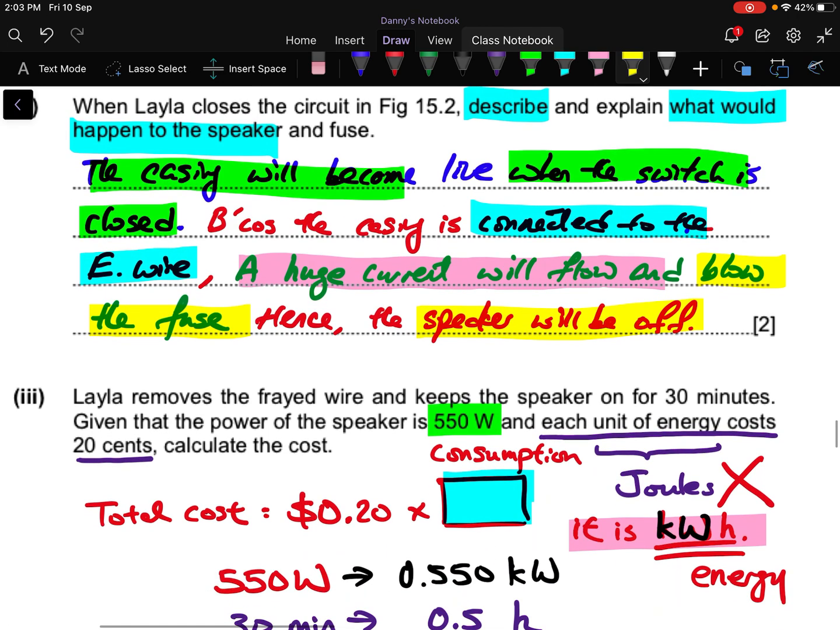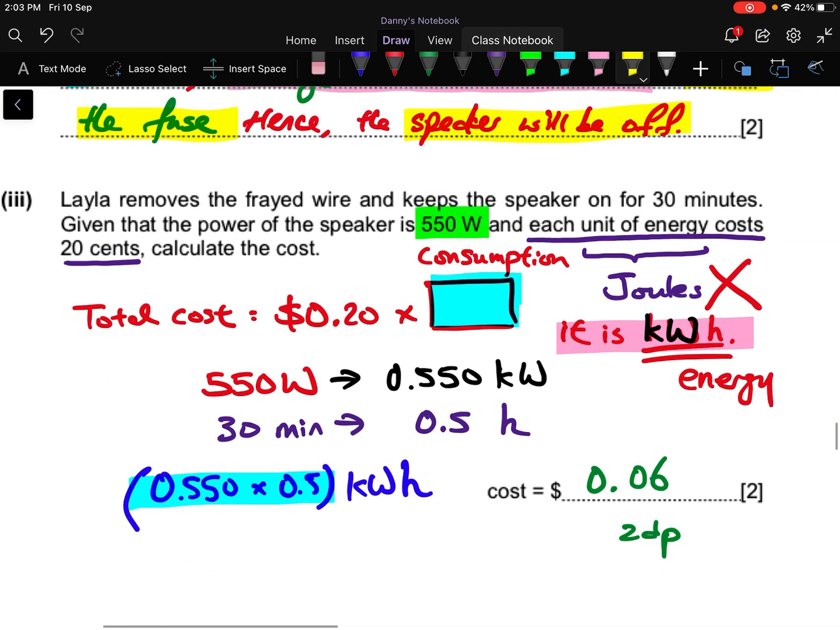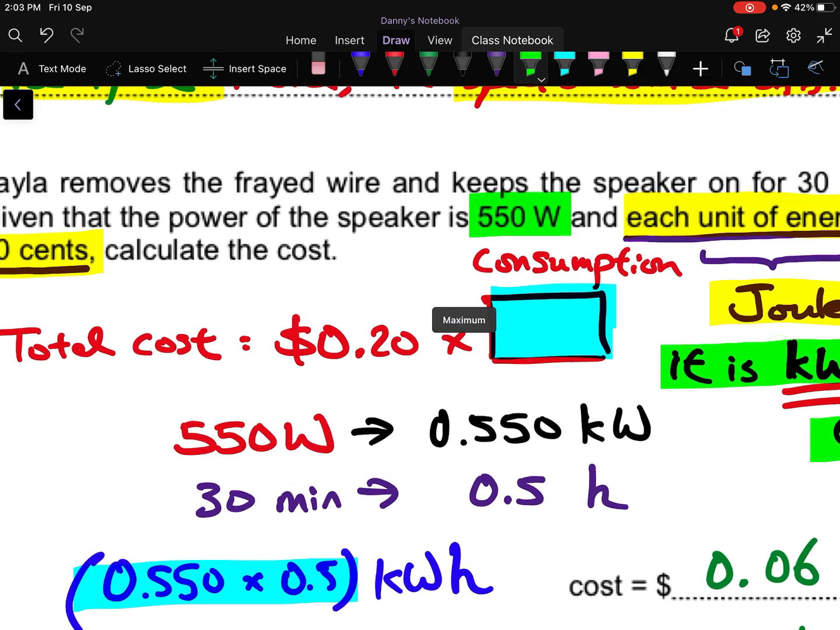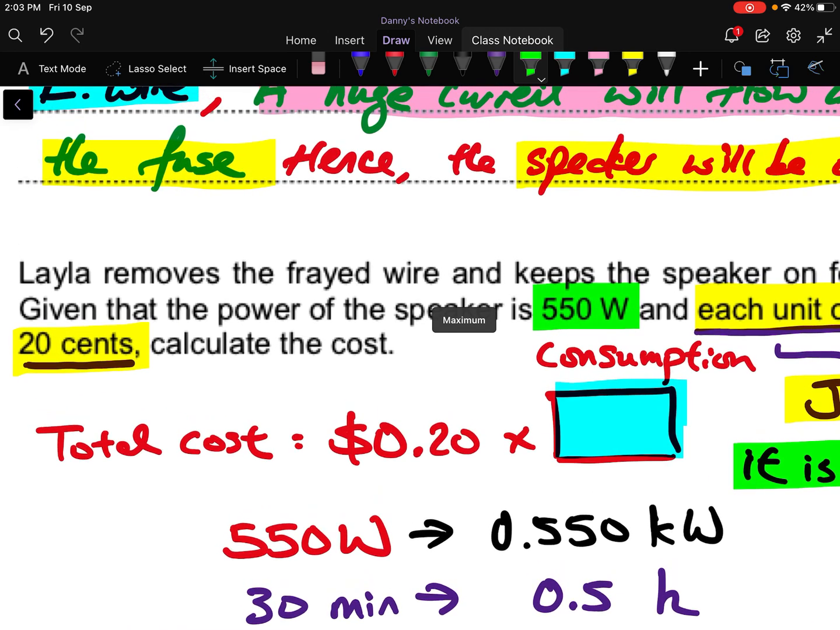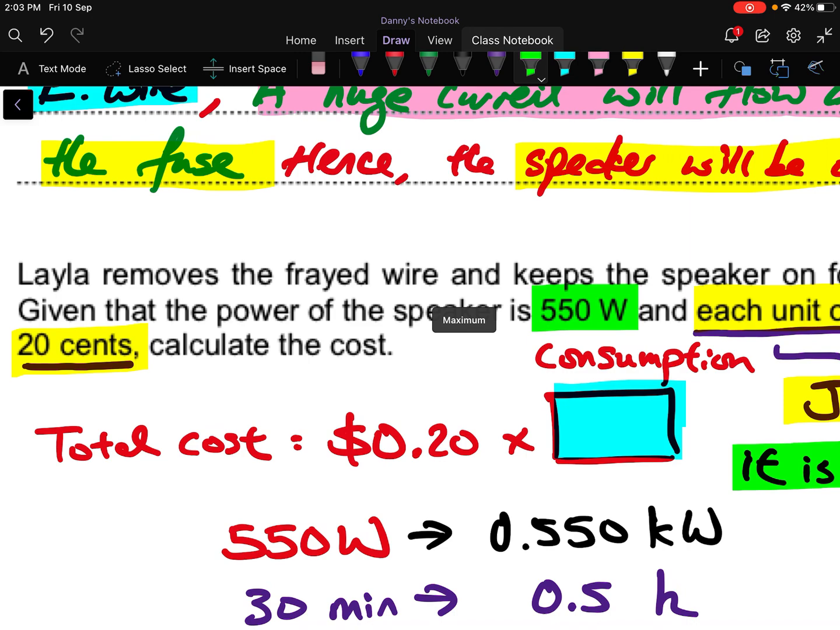Okay, for the last part, I am also quite disappointed because when candidates see this line, each unit of energy costs 20 cents, they thought that energy is measured in terms of joules. Unfortunately, this is wrong. Your energy, especially electrical energy, is sold to us in terms of kilowatt hour. kWh is a form of energy. So in order to find out the total cost, you should take the 20 cents and multiply by the consumption of the energy in terms of kWh.